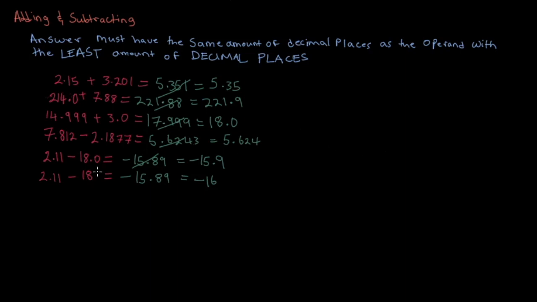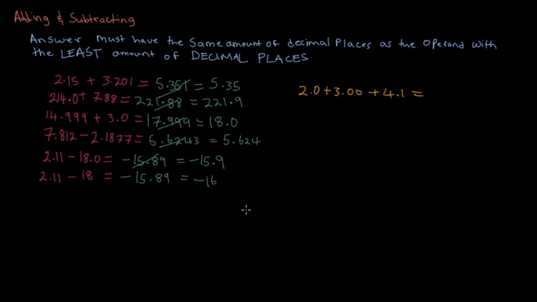The same thing also goes for if you had more than two operands. So for example, if I write 2.0 plus 3.00 plus 4.1. Okay, so which one of these operands has the fewest amount of decimal places? Well, the 2.0 only has one decimal place, the 3.00 has two decimal places, and the 4.1 has one decimal place. So that means we're going to write our answer to just one decimal place.